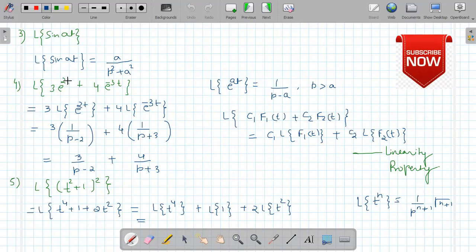Now you can see here this function is a combination of two exponential functions. One is 3 e raised to the power 2t and the other one is 4 e raised to the power minus 3t.